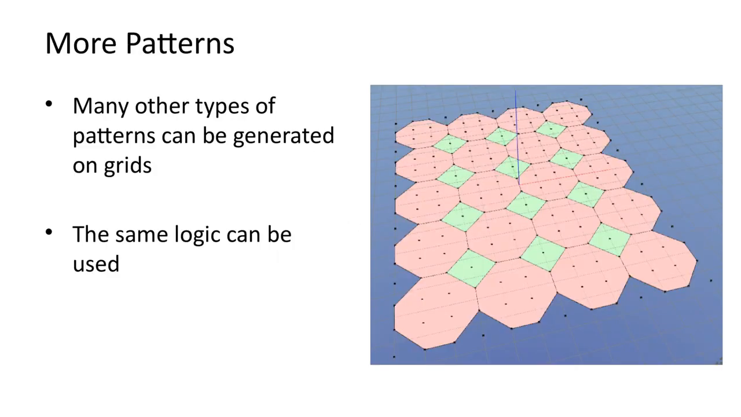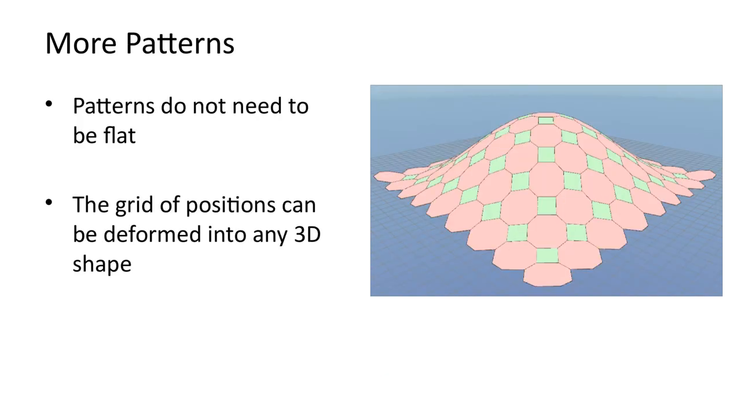We have demonstrated how a pattern of close-packed hexagons can be generated. The same logic can be applied to generate many different kinds of patterns. Here we show a pattern consisting of squares and octagons. Finally, we also show an example of a grid that is not planar. In previous examples, we kept the grid of positions on the xy plane. However, this is not a necessity. The grid of positions can form any type of spatial pattern.